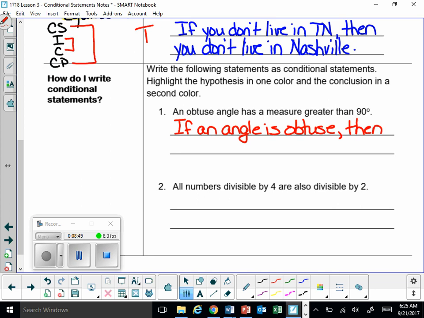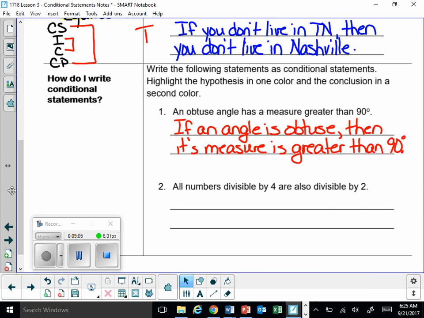then its measure is greater than 90 degrees. Make sure you have a capital letter at the beginning, a comma after your hypothesis, and a period at the end. So our hypothesis comes after the word if.